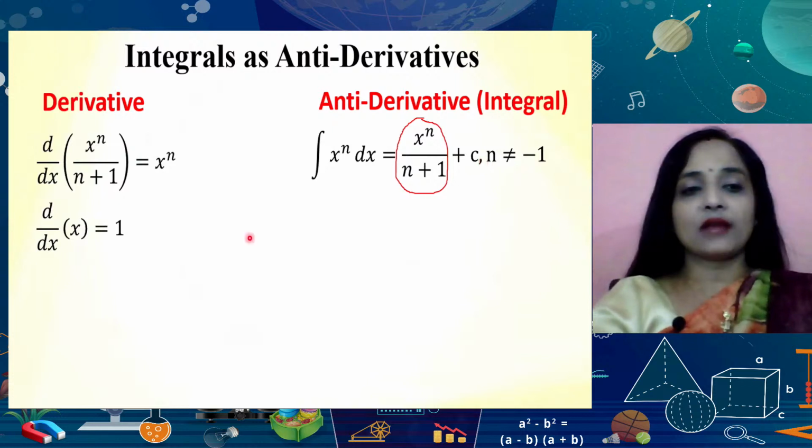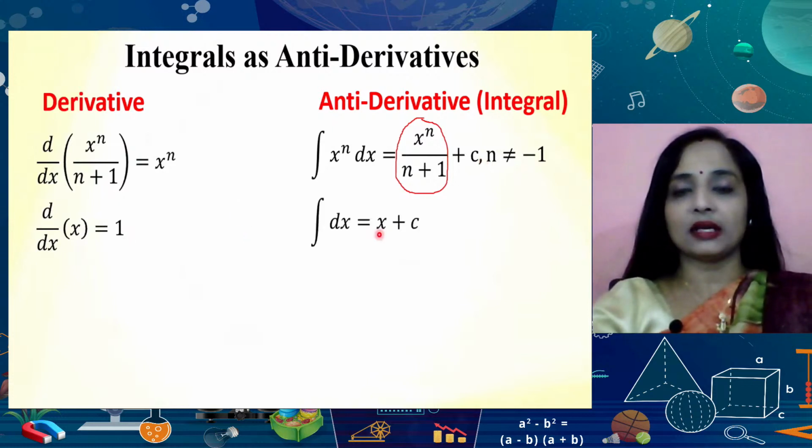So if we have the derivative of x as 1, what will be its antiderivative? The antiderivative of 1 will become x. Or you can say the integral of 1 with respect to x will become x.